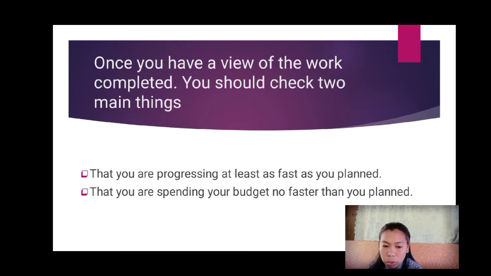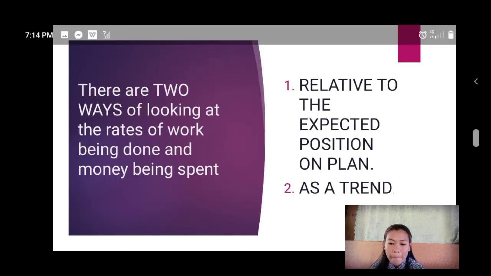Once you have a view of the work completed, you should check two main things. First, that you are progressing at least as fast as you planned. Second, that you are spending your budget no faster than you planned. There are two ways of looking at the rates of work being done and money being spent. First, related to the expected position on a plan. Second, as a trend.